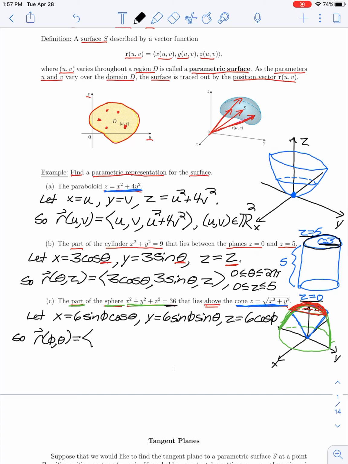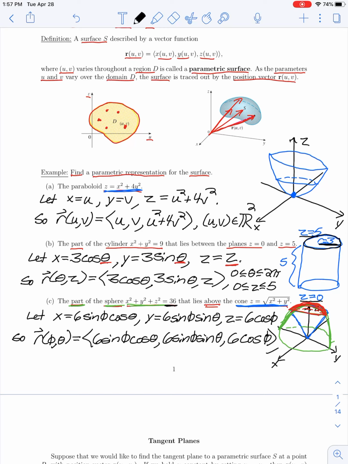would be the vector whose x component is 6 sine phi cosine theta. The y component is 6 sine of phi sine of theta. And the z component is 6 cosine of phi. And now we need to specify what our parameter domain would be to describe this part of the surface that we're interested in.